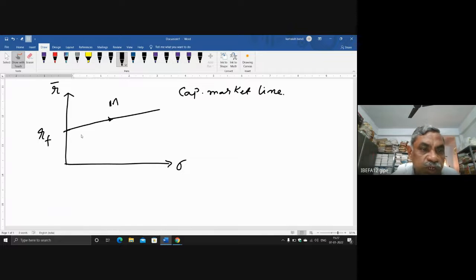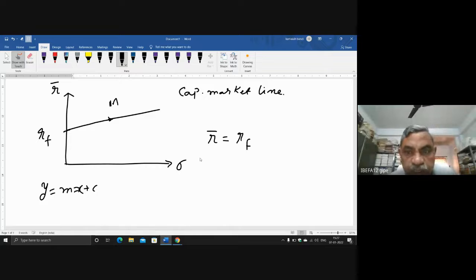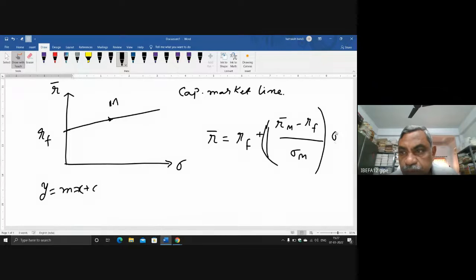Okay. So this market line, with a little bit of your two-dimensional geometry, you can write the equation for it. Please remember from your plus 2, etc., you have y equal to mx plus c. Here y is nothing but your R bar. R bar equals RF plus (R bar M minus RF) upon sigma M times sigma. So the equation for R bar is given like this. This is analogous to y equal to mx plus c. So here M is the slope.